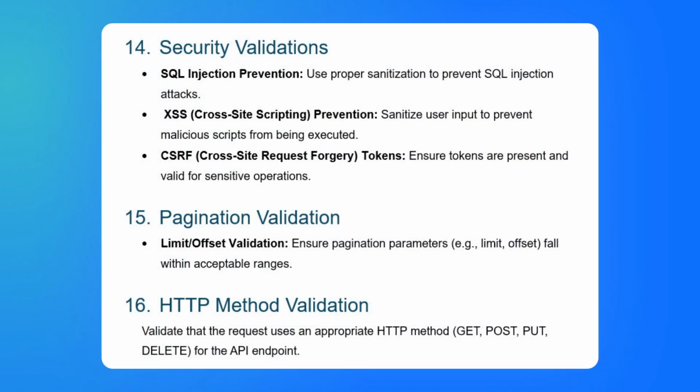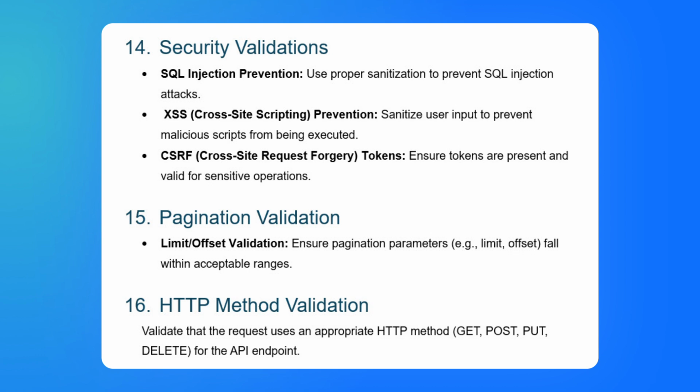Then we have security validation. SQL injection prevention. Use proper sanitization to prevent SQL injection attacks. Cross-site scripting prevention. Sanitize user input to prevent malicious scripts from being executed. We have cross-site request forgery token. Ensure tokens are present and valid for sensitive operations. Pagination validation. Limit and offset validation ensures pagination parameters fall within acceptable ranges.